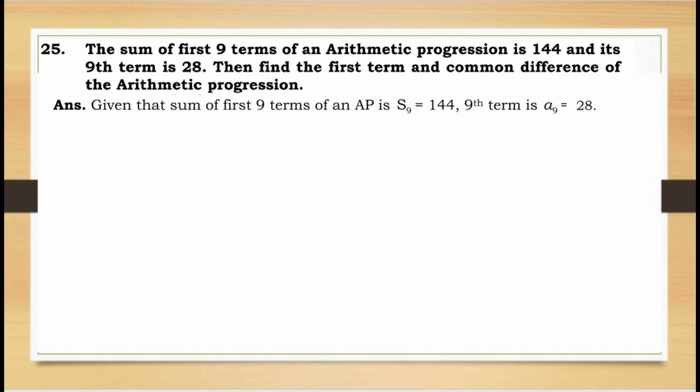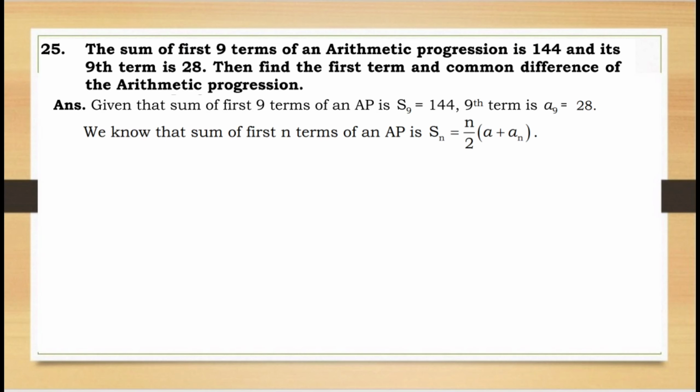In your textbook there is one line, that is, if there are only n terms in an AP, then An equals L, the last term. Then we see that S equals n by 2 into A plus L. That means sum of first n terms equals n by 2 into first term plus last term. Therefore, we can use this formula in this question. That is, Sn equals n by 2 into A plus An. Here An is nth term.